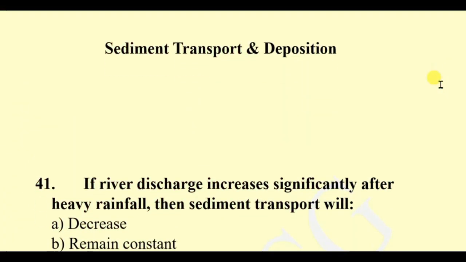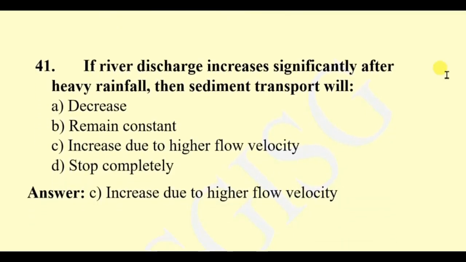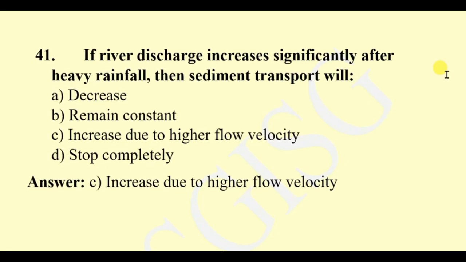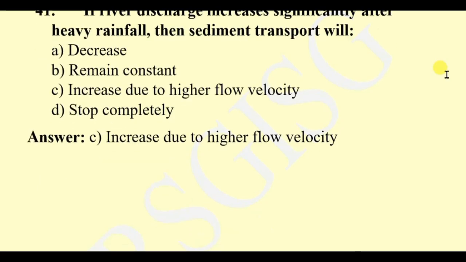Question category: sediment transport and deposition. Question 41. If river discharge increases significantly after heavy rainfall, the sediment transport will decrease, remain constant, increase due to high flow velocity, stop completely. The right answer will be, of course, increase due to higher flow velocity.